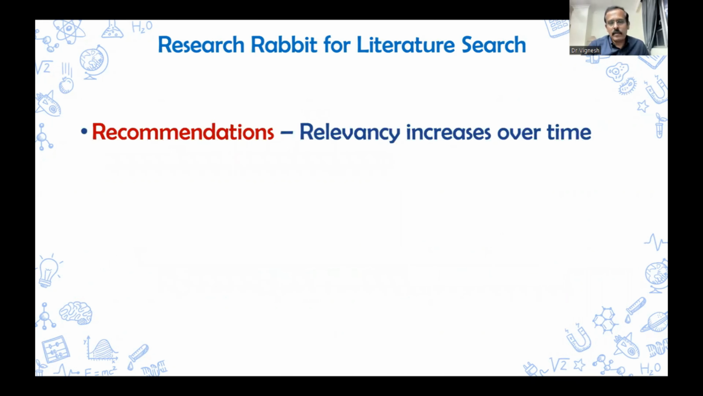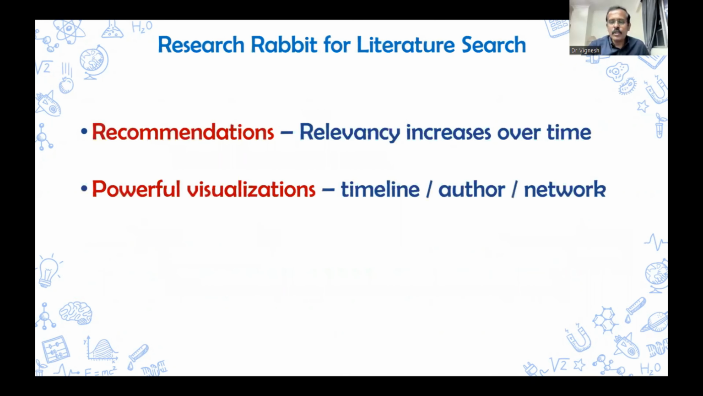It recommends relevant papers. As you add more relevant articles, it learns based on your behavior and brings in more relevant articles, so the relevancy increases over time. They compare it to the Spotify of articles. Spotify is an app used to listen to music, and it is also artificial intelligence. Based on your listening pattern, it guesses the songs you like and adds them to your playlist. Likewise, this one adds more relevant articles based on the articles you select.